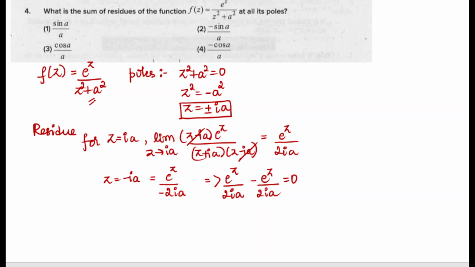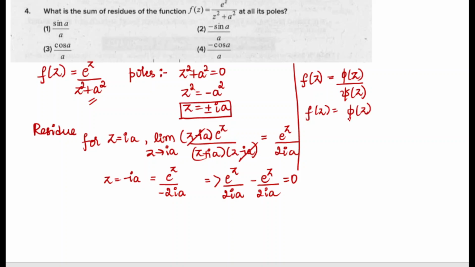Now how to solve this problem? Think of the function f of z given in the form of phi of z and psi of z, meaning the denominator is also a function of z, and the numerator is also a function of z. Now to find the residue for this function, it will be phi of z into psi prime of z. The function phi of z is e to the power of z. Psi of z is z square plus a square. If I differentiate with respect to z, it will be 2 times z.